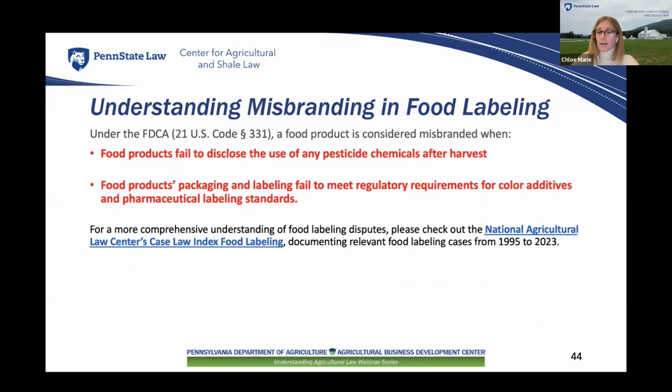And then to my last slide to finish: a food product is misbranded when food products fail to disclose the use of any pesticide chemicals applied after harvest, and when food products' packaging and labeling fail to meet regulatory requirements for color additives and pharmaceutical labeling standards. Now, for a more comprehensive understanding of food labeling disputes, I strongly recommend consulting our partners, the National Ag Law Center, Case Law Index, Food Labeling. They have done such a great job comprehensively documenting food labeling cases from 1995 to 2023.